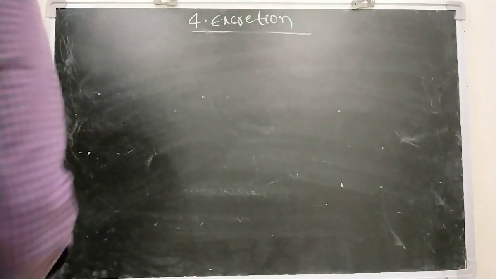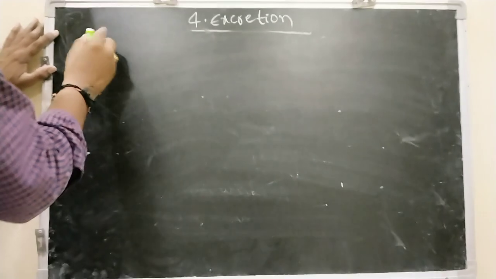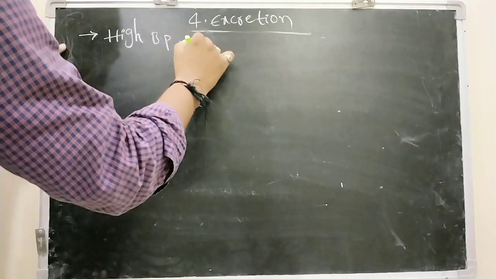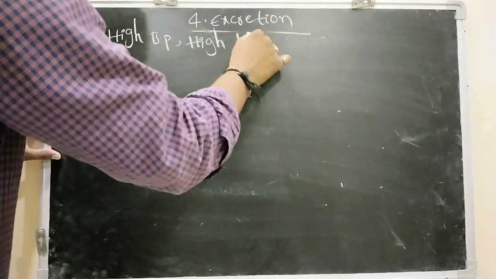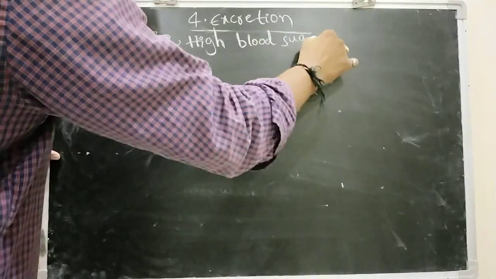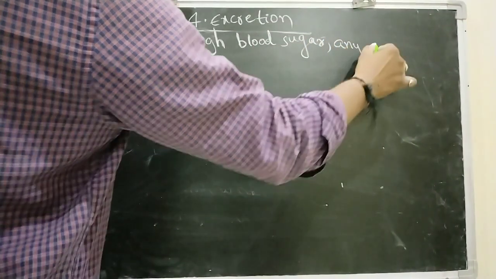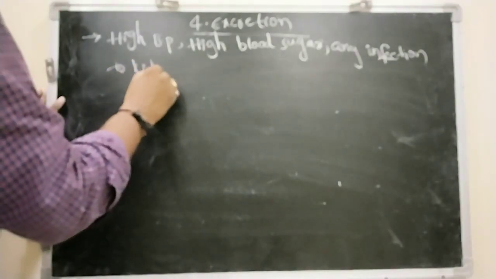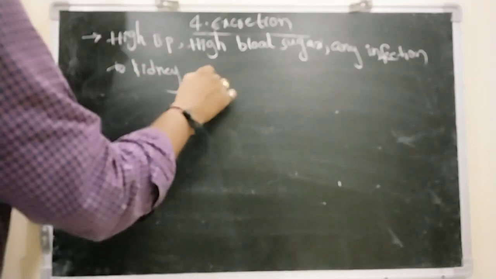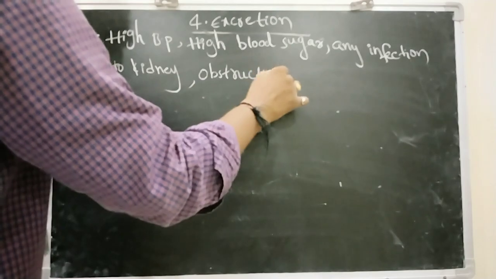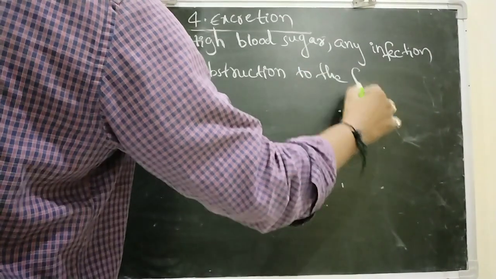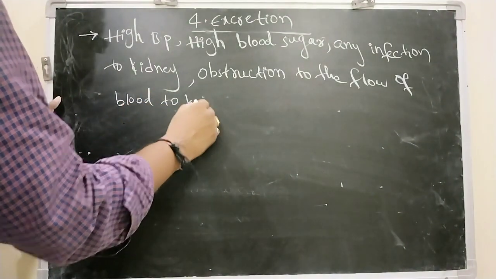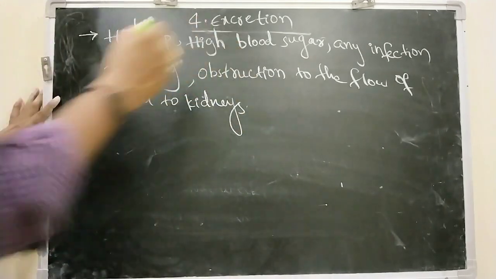Actually, why are the kidneys damaged? Maybe the person is suffering with high BP, or high blood sugar, maybe an infection occurs to the kidney, or maybe obstruction to the flow of blood to kidneys. Because of all these reasons, the kidneys fail to do their function.